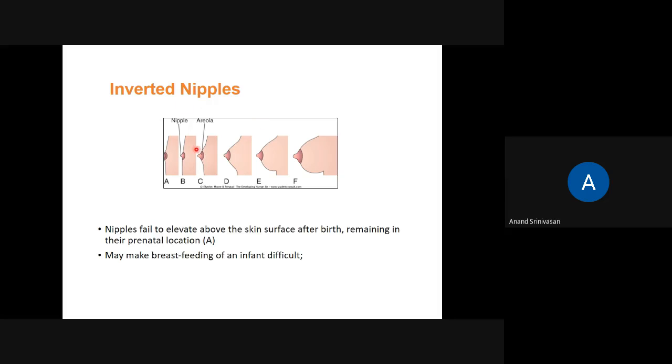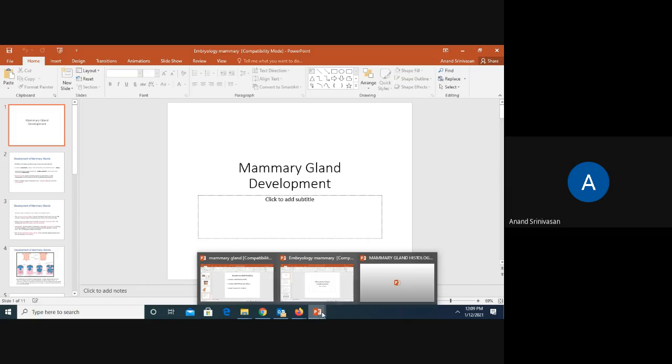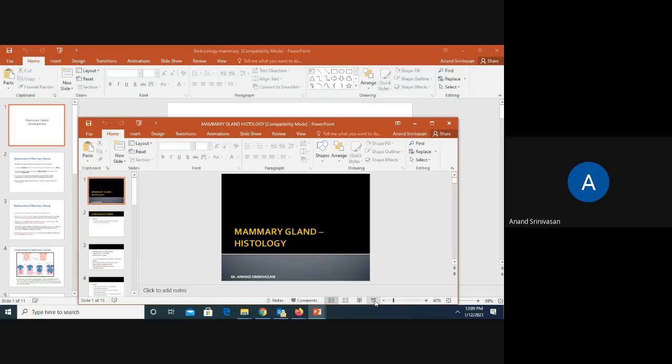And what is the problem with such mothers? When they are feeding, if it is an inverted nipple, they will have difficulty in latching with the baby, so the baby cannot have sufficient milk. There are techniques which you need to teach the mother on how to feed the baby in case of inverted nipples, which is beyond the scope now. Lastly, the histology of the mammary gland.